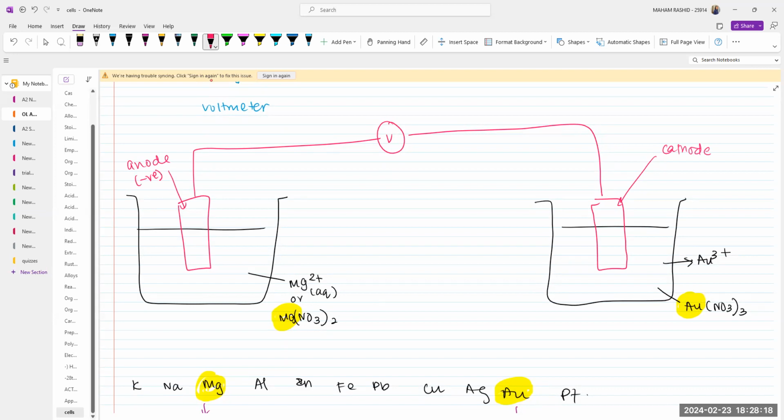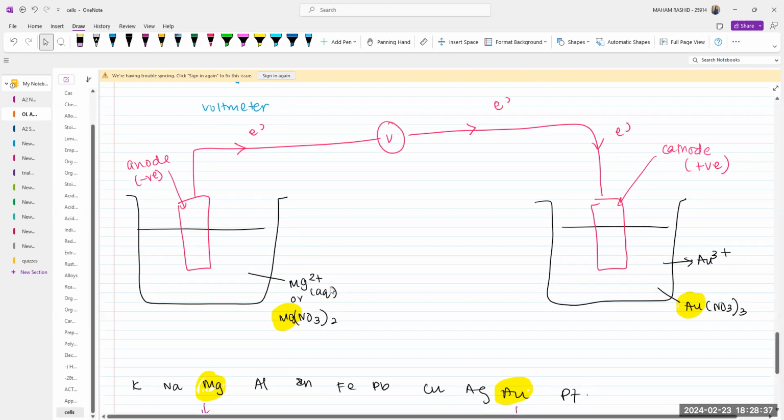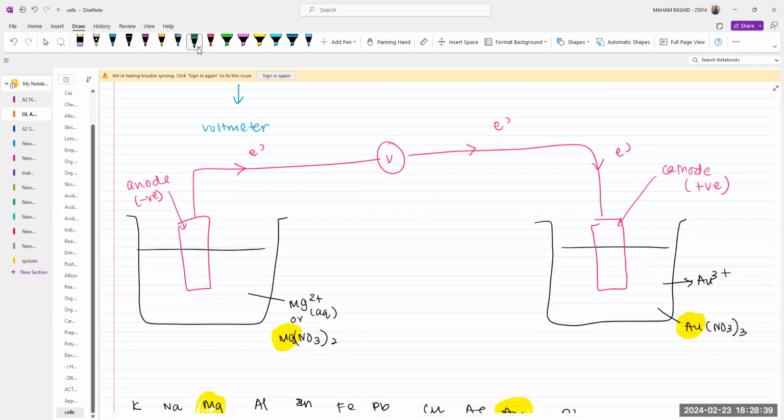Electrons flow from cathode to anode or anode to cathode? It goes from negative to positive. Negative to positive. So it's going to go from anode to cathode. Exactly. This is your electron flow. Now let's look at the equations. I'll make the salt bridge first, and then we move on to equations.